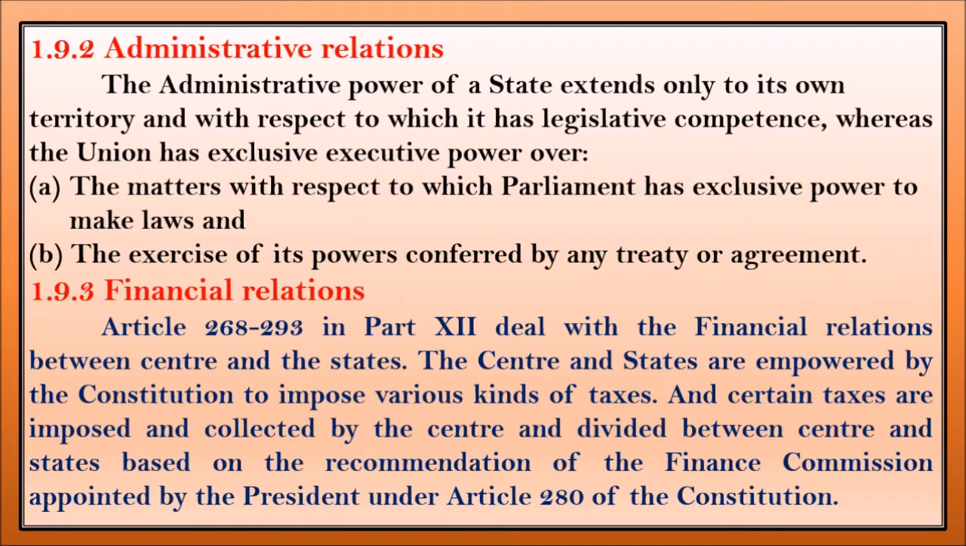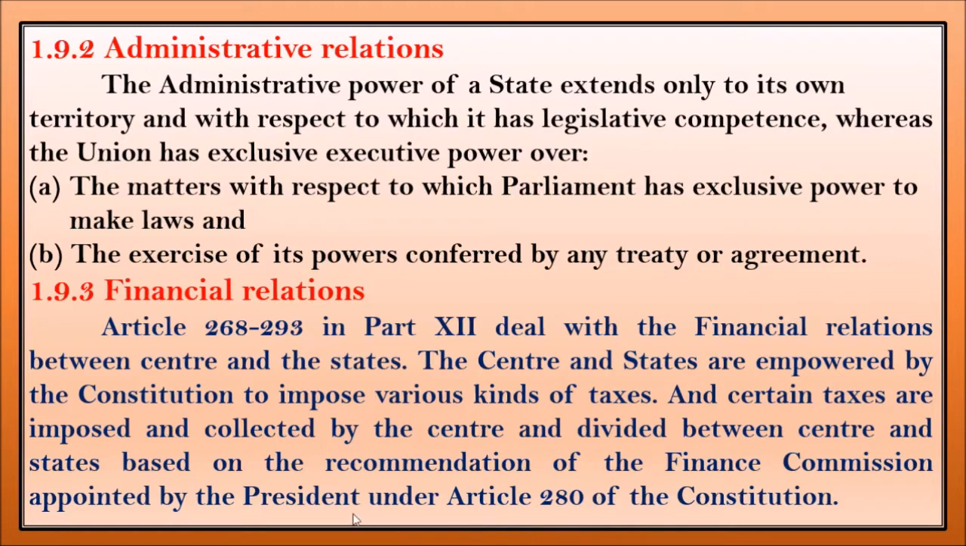Okay. Next one is financial relations. Articles 268 to 293 in Part 12 deal with the financial relations between the center and the states. The center and the states are empowered by the constitution to impose various kinds of taxes, and certain taxes are imposed and collected by the center and divided between center and state based on the recommendations of the Finance Commission appointed by the President under Article 280 of the constitution.